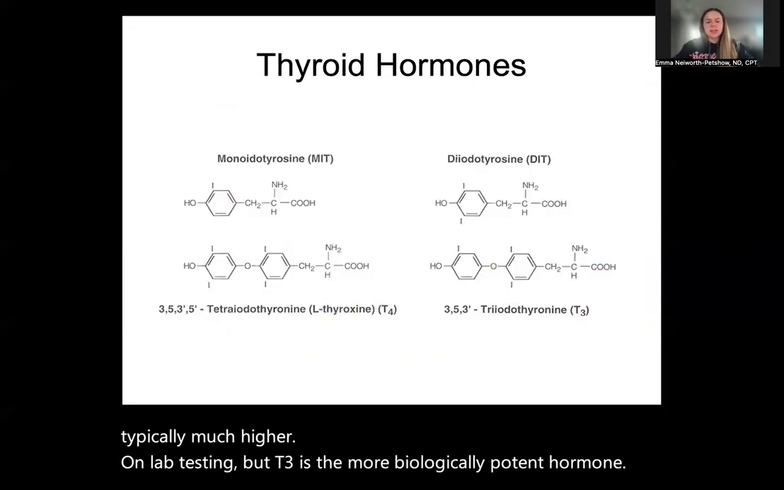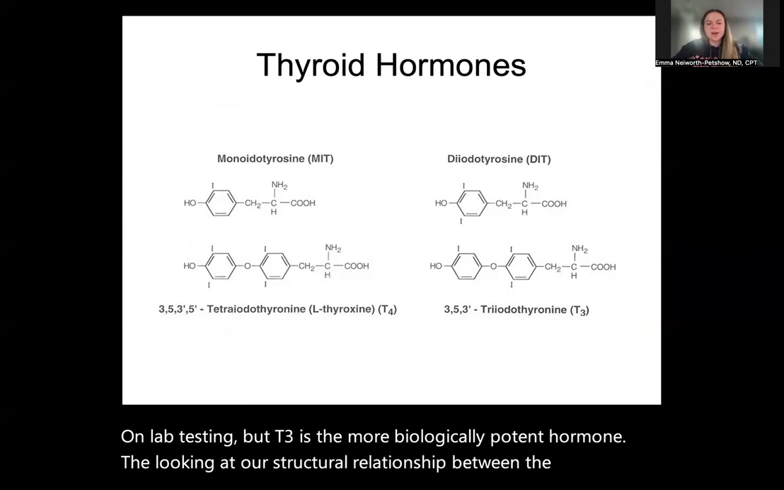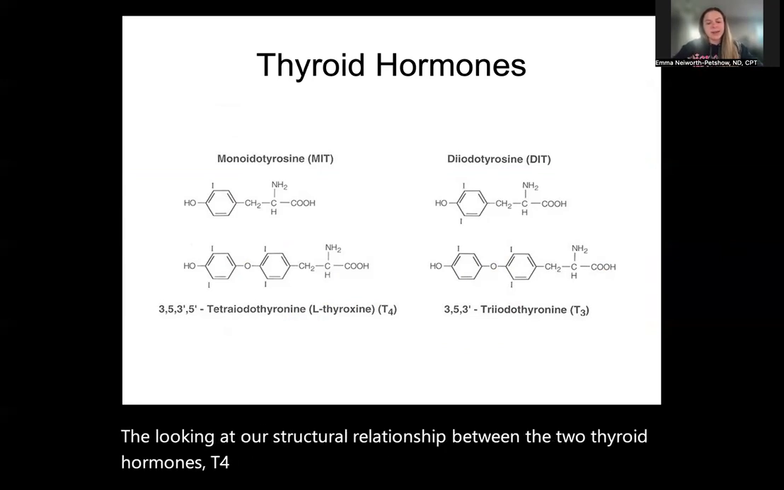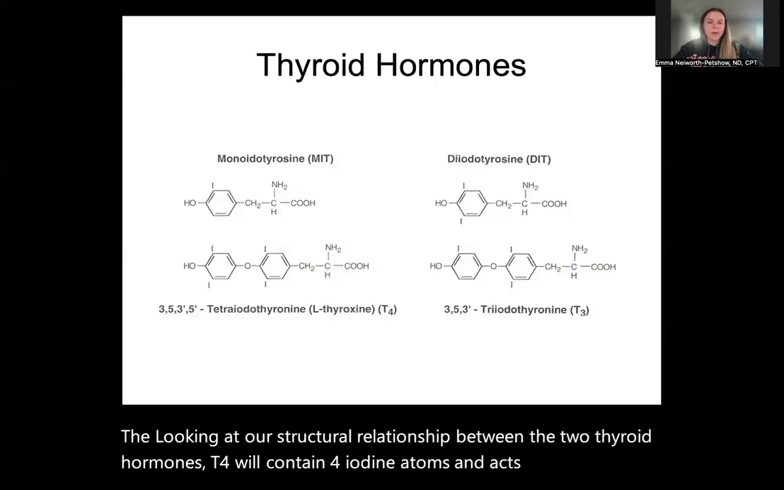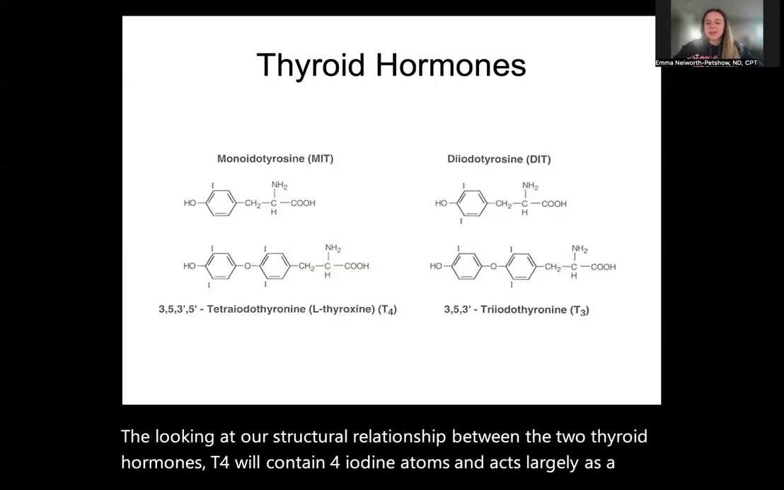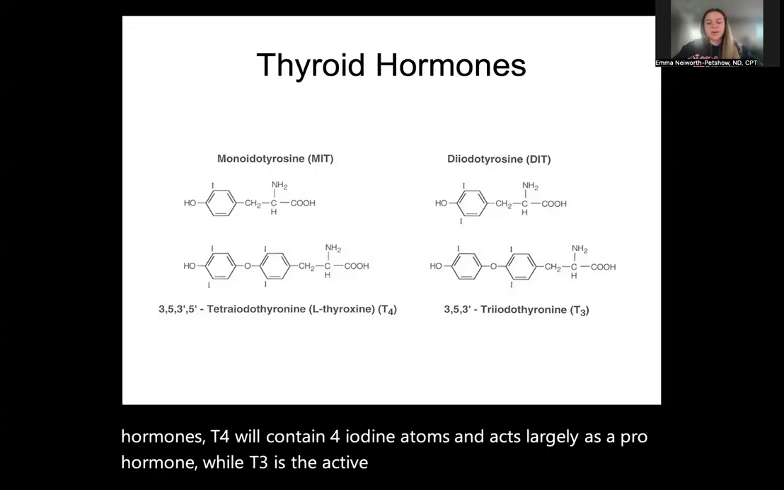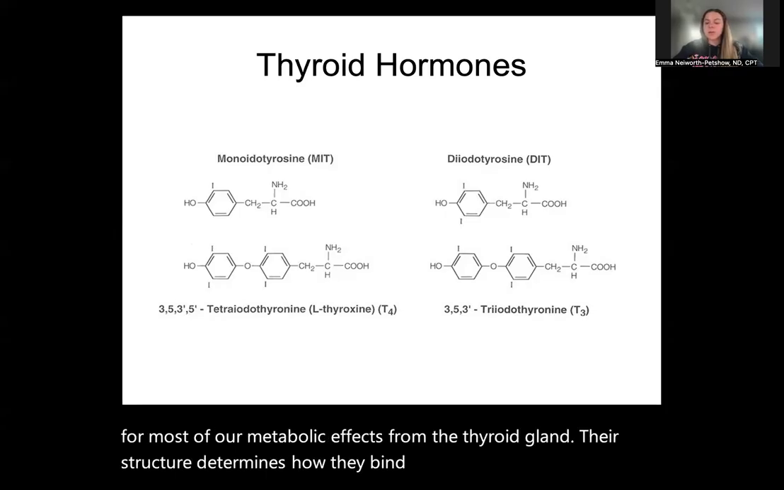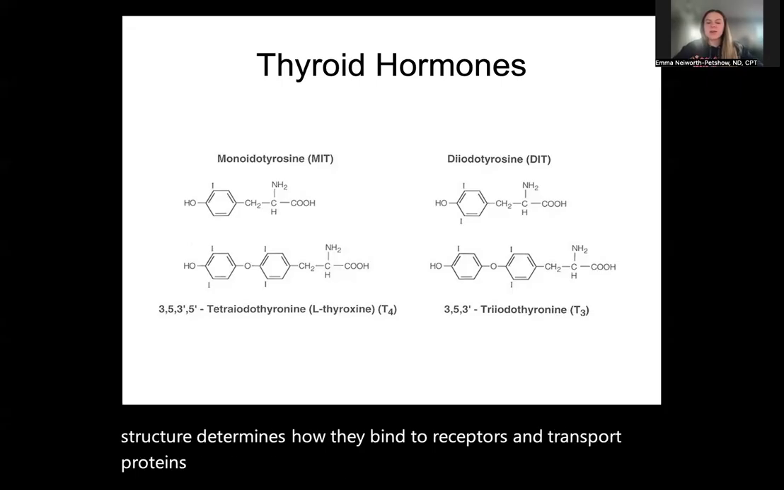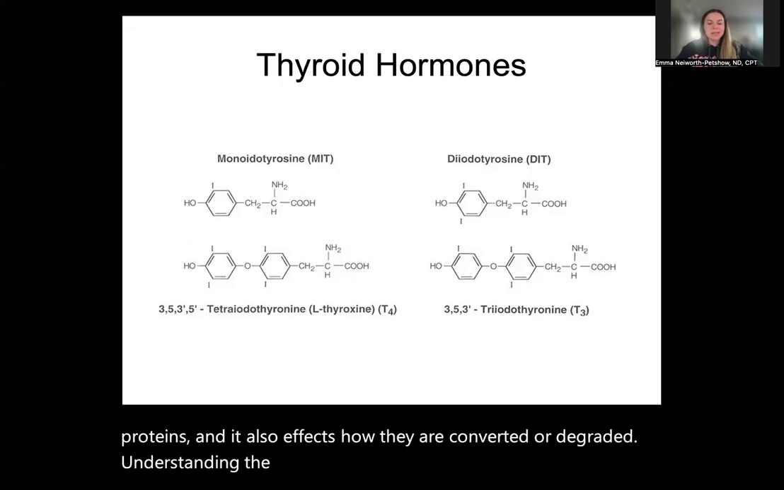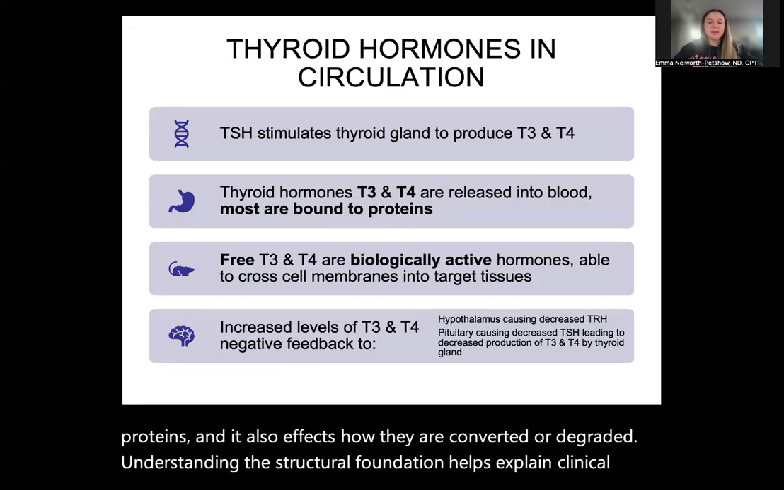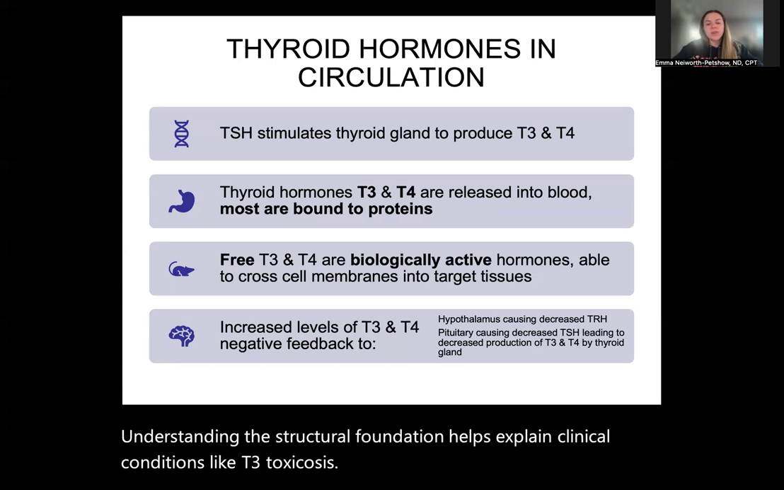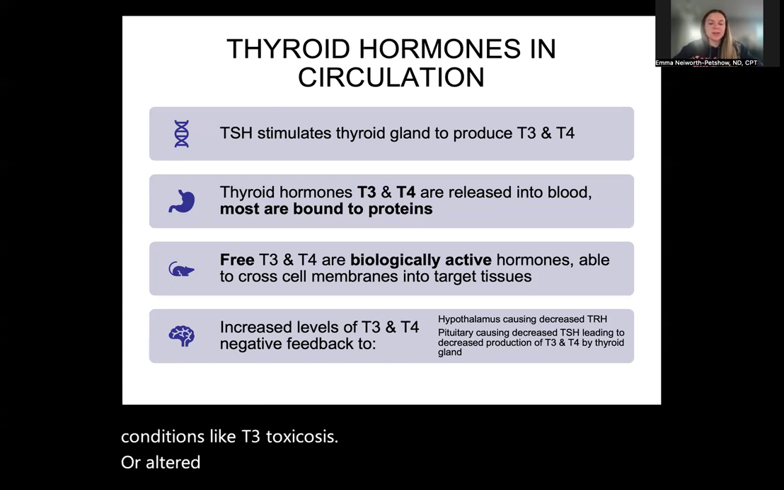Looking at our structural relationship between the two thyroid hormones, T4 contains four iodine atoms and acts largely as a prohormone, while T3 is the active high affinity hormone responsible for most of our metabolic effects from the thyroid gland. Their structure determines how they bind to receptors and transport proteins, and it also affects how they are converted or degraded. Understanding this structural foundation helps explain clinical conditions like T3 toxicosis or altered T4 to T3 conversion in systemic illness.